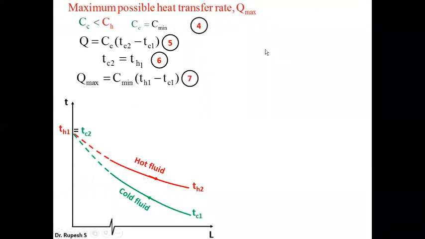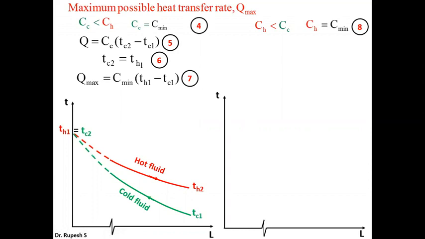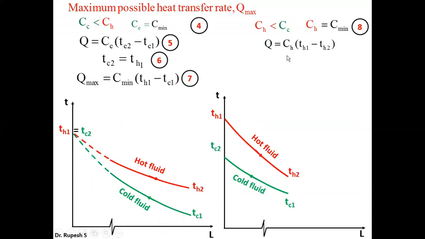Now consider the other case where the heat capacity rate of the hot fluid is less than that of the cold fluid, that is C minimum is equal to Ch. If we consider the temperature profile for the counterflow heat exchanger with the finite length, then the hot fluid profile will be like this, cold fluid profile will be like this, and the heat transfer rate associated with this heat exchanger in terms of hot fluid will be Q is equal to Ch into Th1 minus Th2. Keep it as equation number 9.